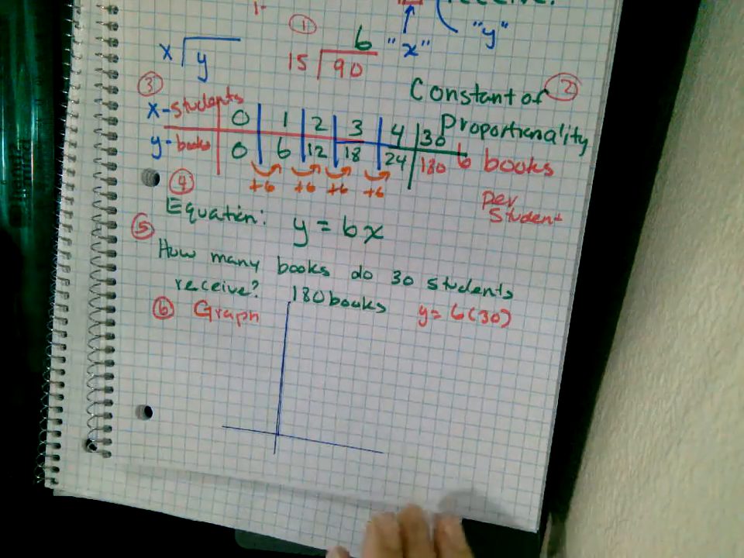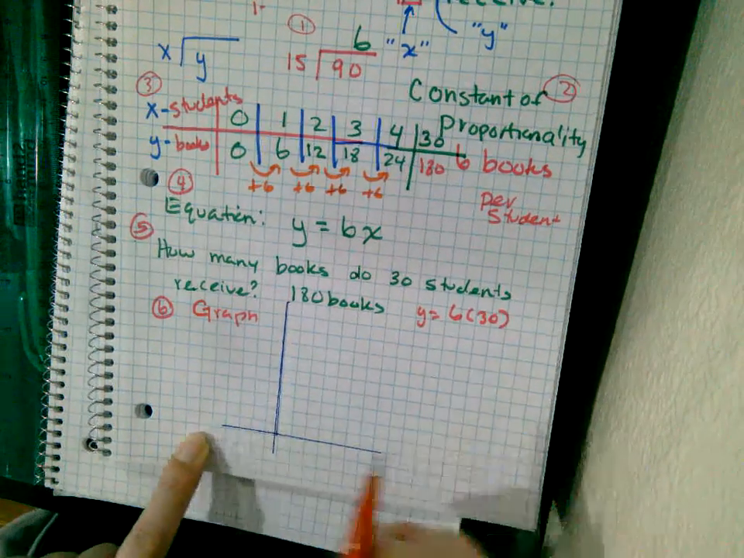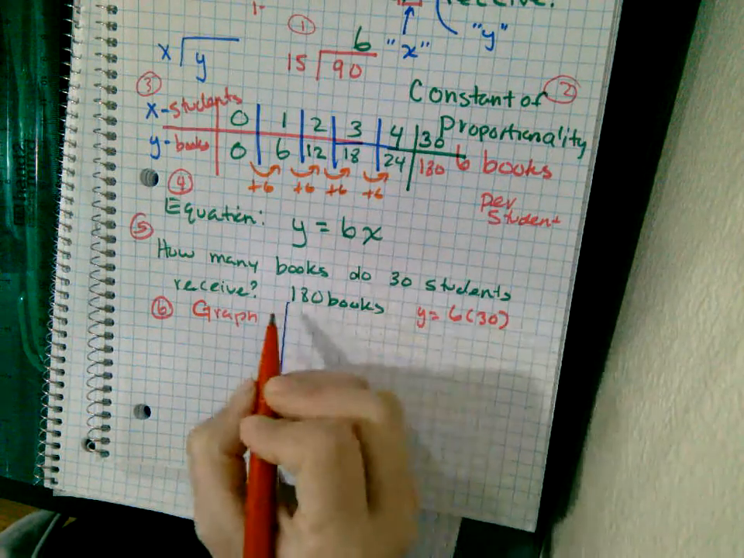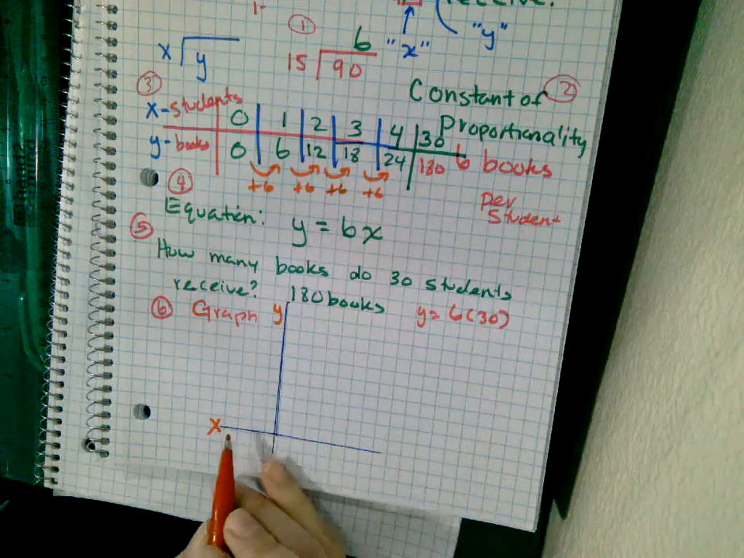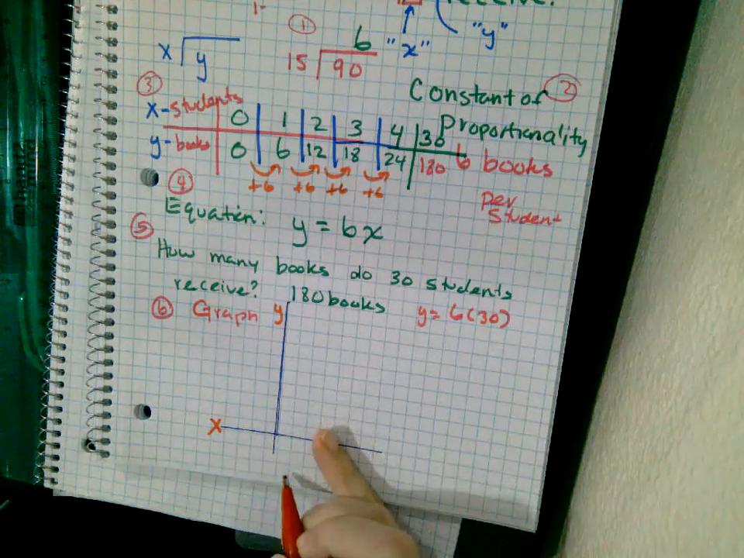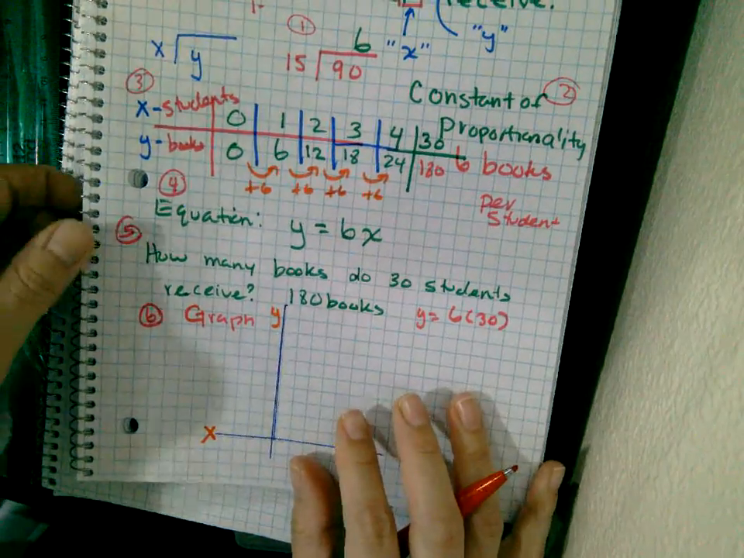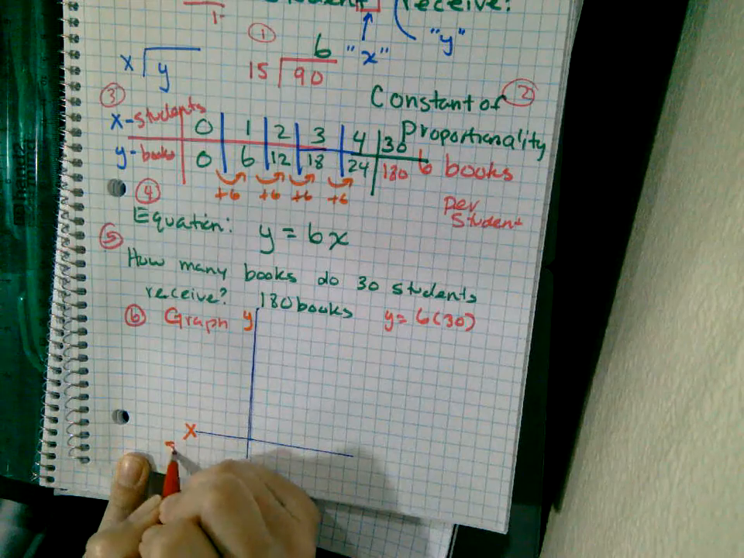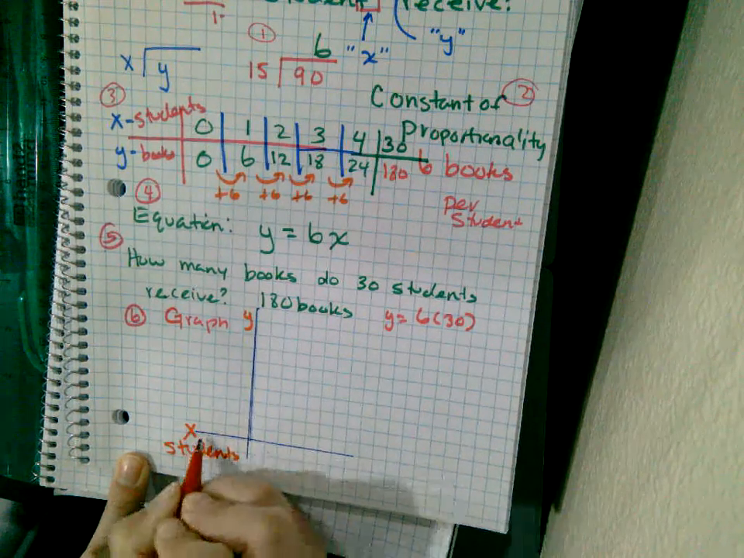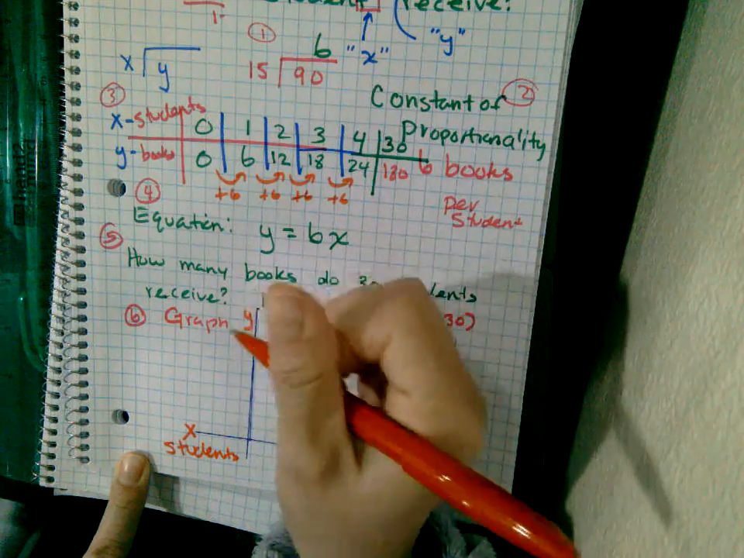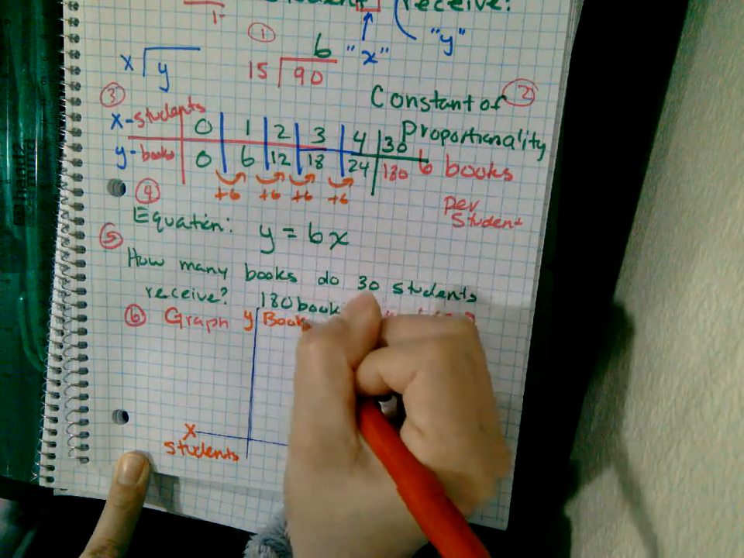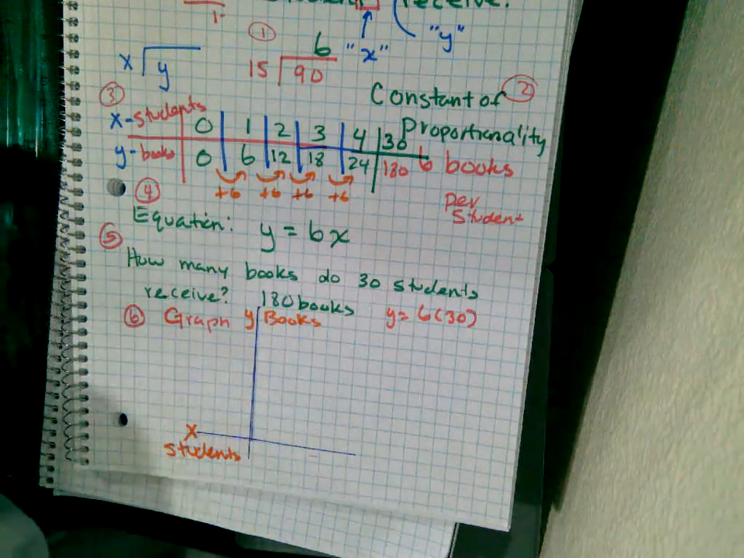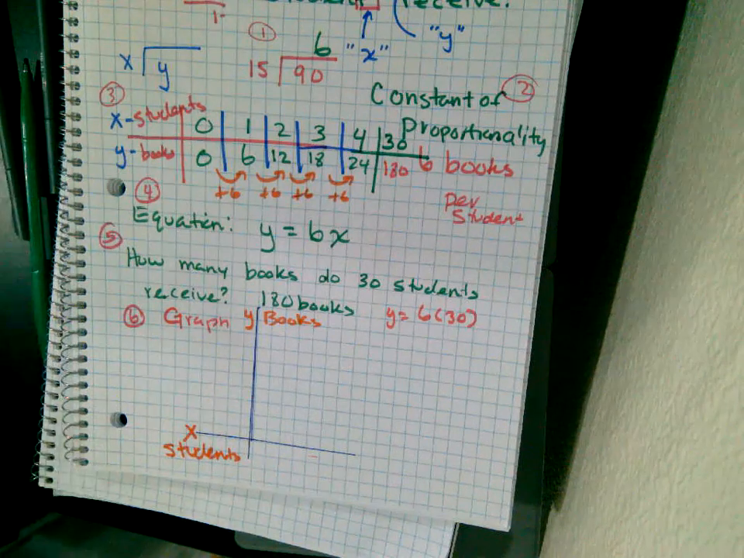Okay, now, this line, the horizontal line represents your X. The vertical line represents your Y. Okay, this represents your X. This represents your Y. Okay? X represents students. So these numbers represent students, and the numbers going up and down represent books, right? So this line represents students, and this line going up represents books.